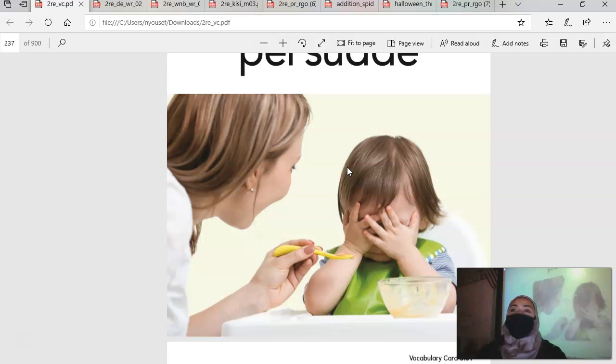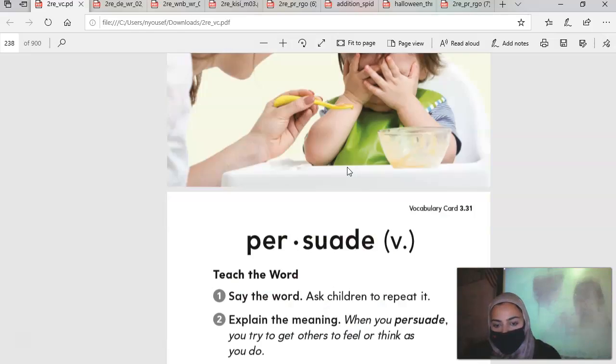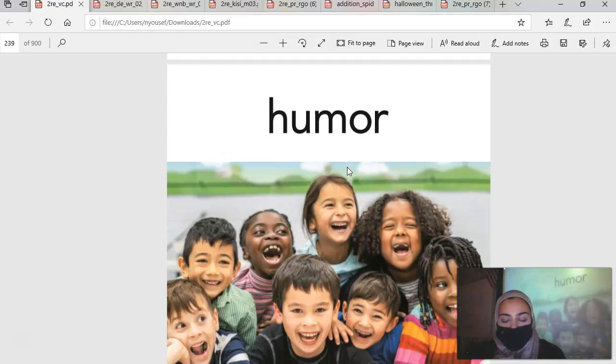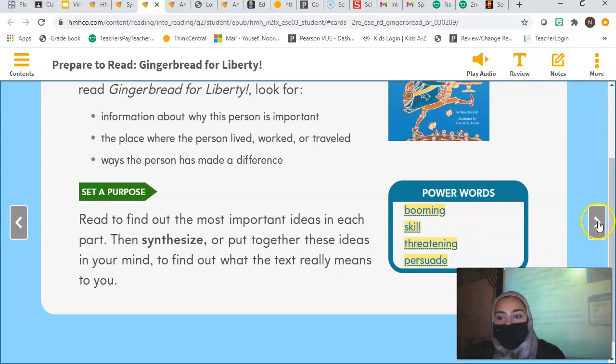No. Persuade is trying to get somebody to do something. You're trying to get somebody to buy you candy every day. You're trying to get somebody to do whatever. You're persuading them. In this picture, mom is persuading the baby to eat his food. She tried to persuade the baby to eat. When you persuade, you try to get others to feel or think the same as you do. All right, so moving on. Those are our 4 words.